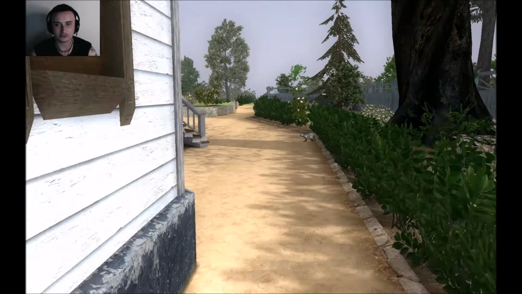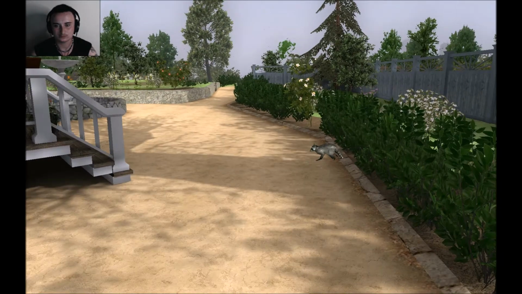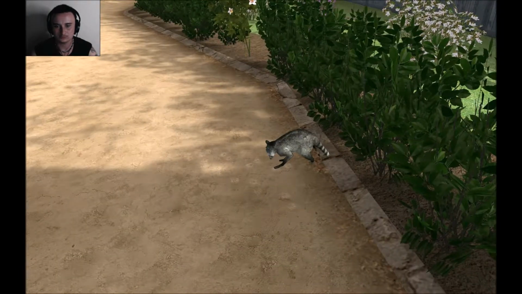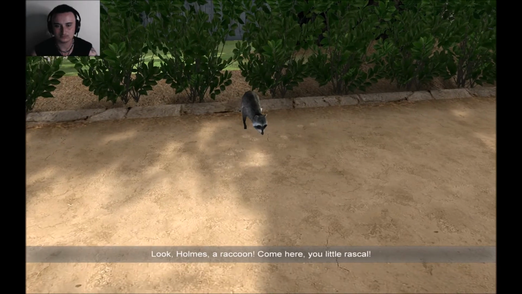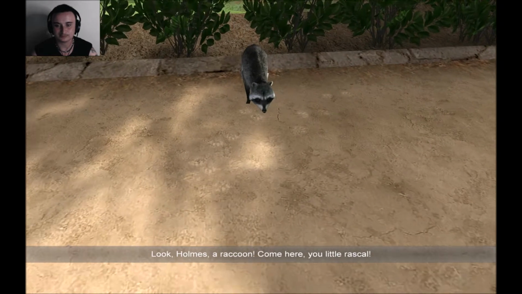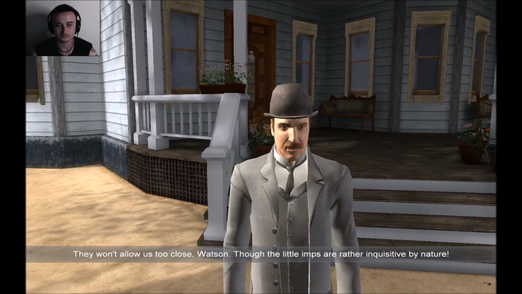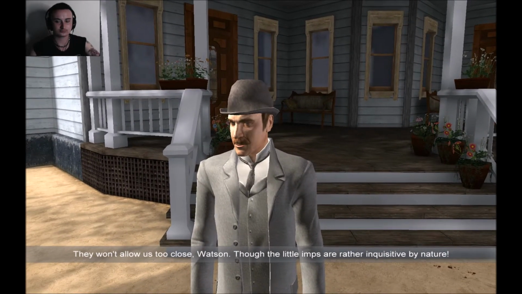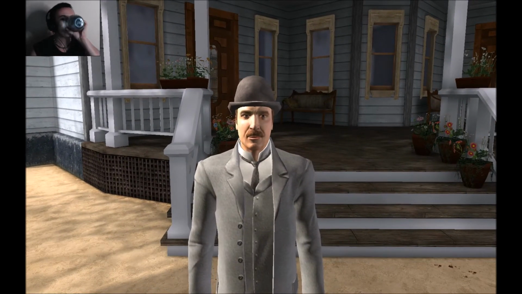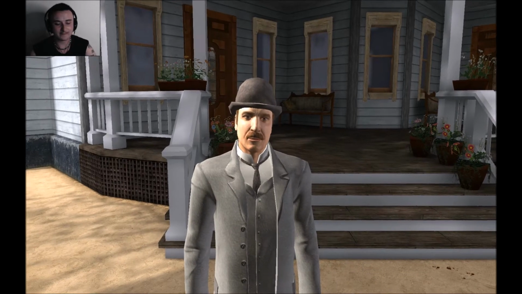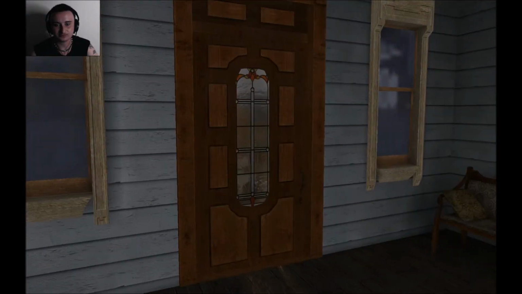Oh, there's a raccoon. Hello. Look, Holmes, a raccoon. Come here, you little rascal. They won't allow us too close, Watson, though the little imps are rather inquisitive by nature. Alright. Into the house we go.